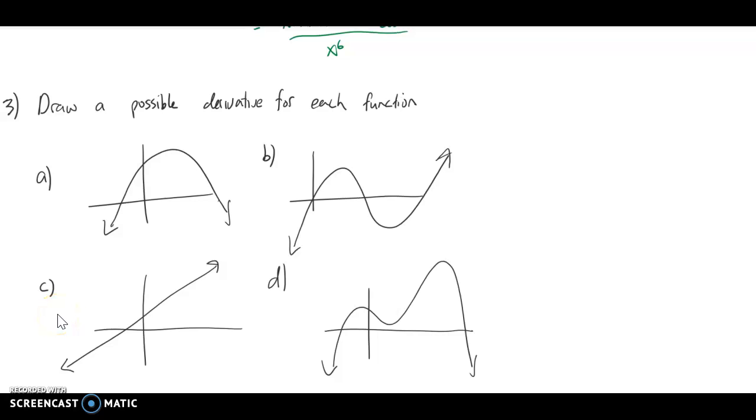Okay, so with this one, you want to draw a possible derivative for each function. So you want to think about where this thing is increasing and decreasing, and what that means for the derivative in terms of whether it is positive or negative. So where are the spots that these guys are flat, if they are flat at all anywhere, and what's the value of the derivative there?